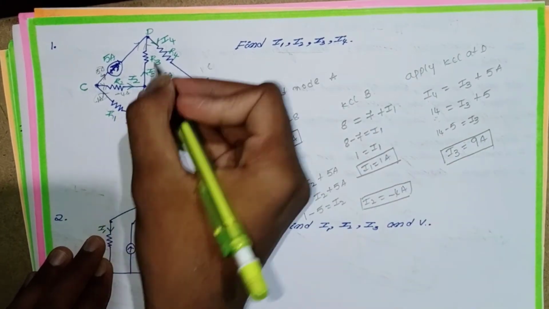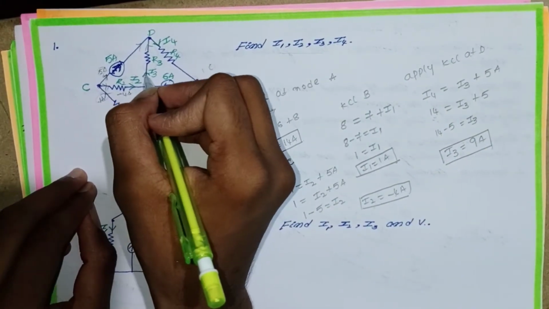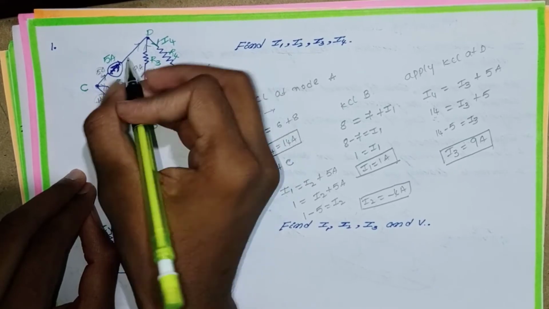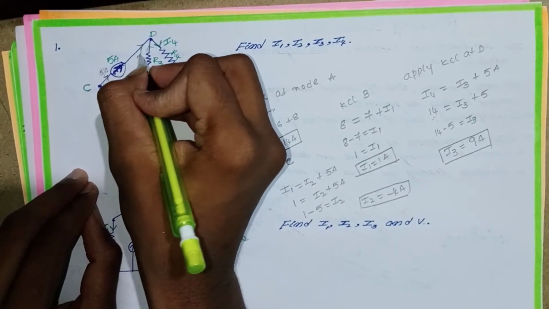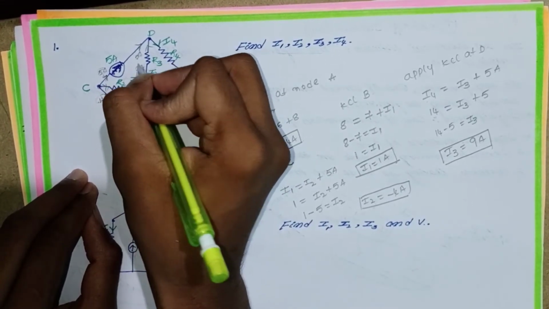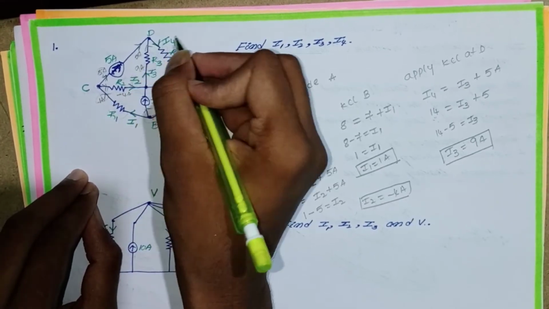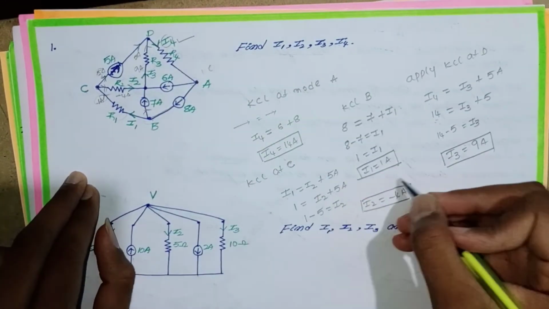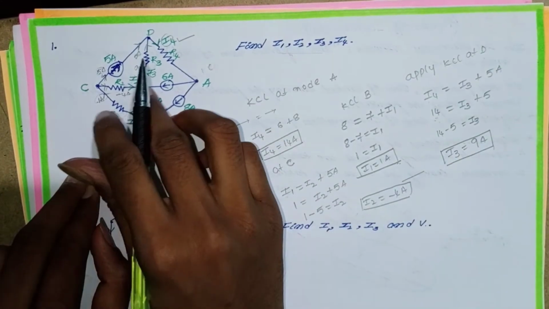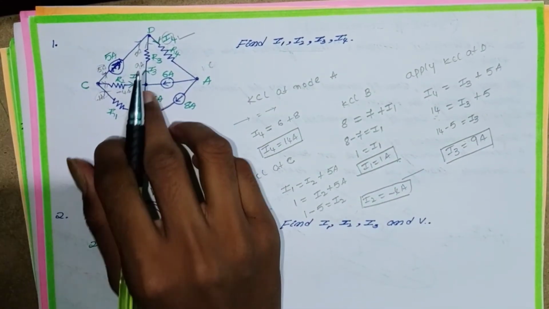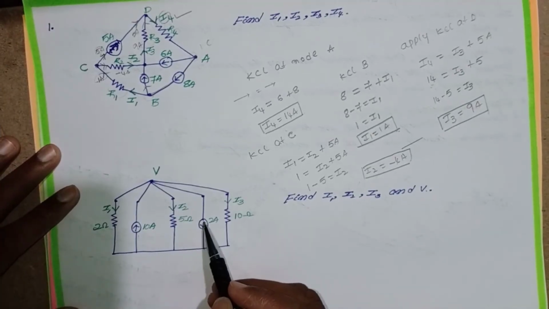I will check. I3 is 9 ampere. This is also 5 ampere. 9 plus 5 is 14. This is also true. So my answer is true. This way you check your answer. I will move on to the next question.